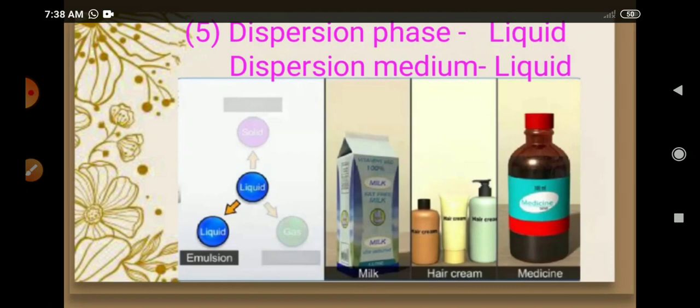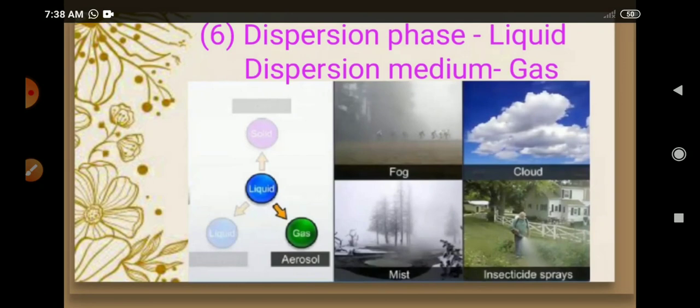Next, emulsion. When both the dispersion phase and medium are liquid, then it is called as emulsion. We can call it as liquid in liquid. Example, milk, hair creams, medicines. If liquid is present in gas, that means small proportion is liquid, the larger proportion is gas. Example, fog, cloud, mist, insecticide sprays. So all this comes in one category of colloids, that is called as aerosols.